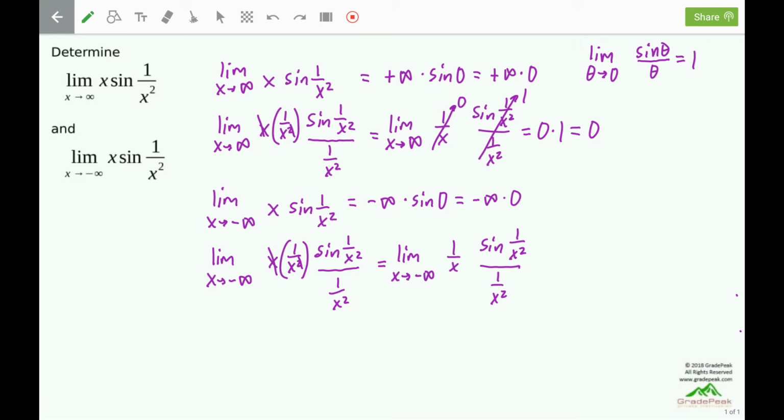1 over x squared does go to 0 as x approaches negative infinity, and it is phase matched, so it follows the identity, and that will limit to a 1. We can now plug in negative infinity in for any remaining x's. 1 over x will go to 0 as x approaches negative infinity. The result is 0 times 1, which is equal to 0. And there's the results for the two different limits.